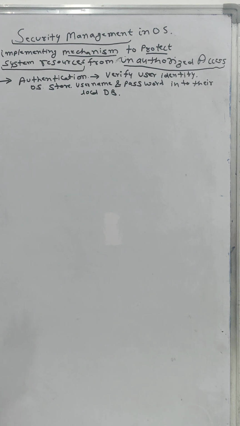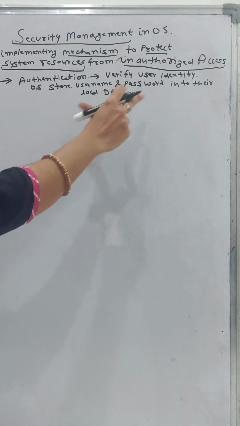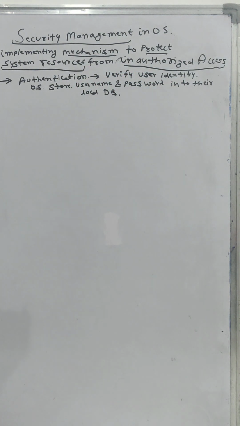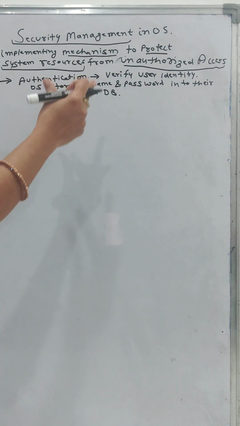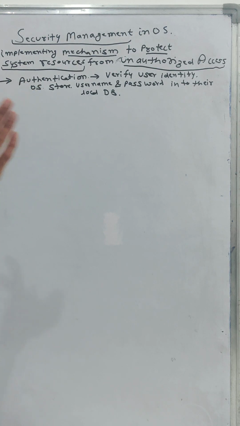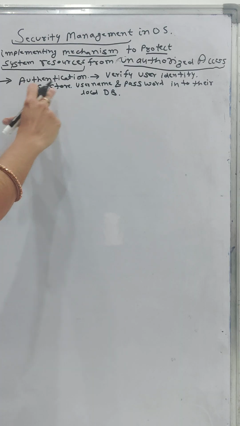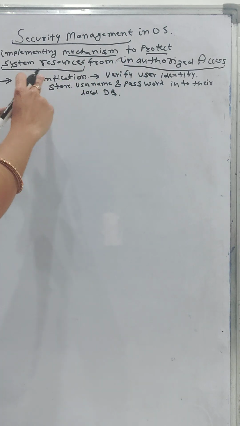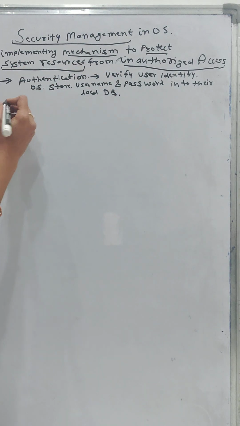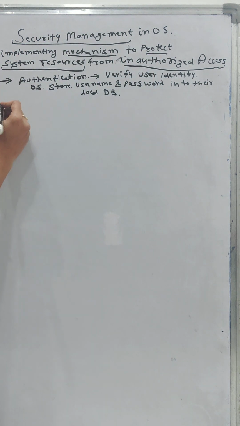So the OS will store all the user account information, like username and password, in its local DB, or it can be a network database also. Whenever a user logs into the system, it will check from the local DB whether this user is verified or not. Once the OS verifies the user identity, the user will be able to log into the system. So authentication is basically verifying user identity.